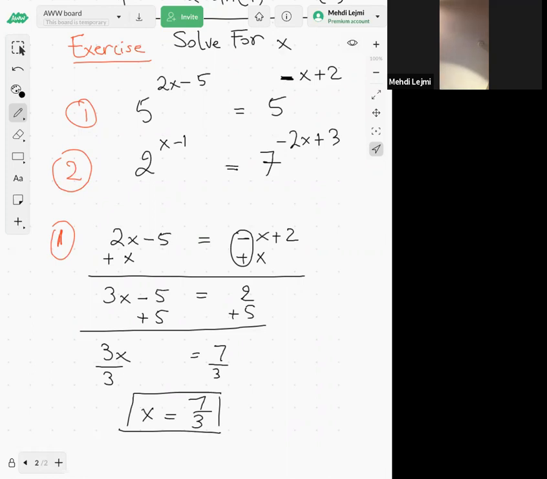And again, the way I got this equation 2x minus 5 equals minus x plus 2 is that I applied log in base 5 on both sides. And so the exponents are going to be equal, right?